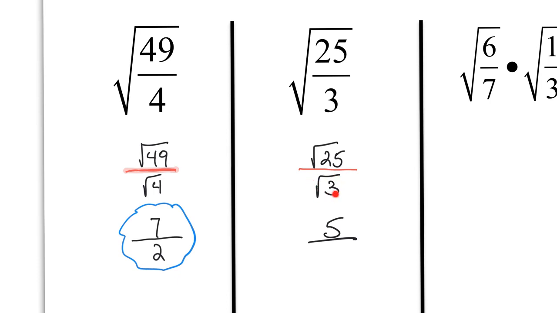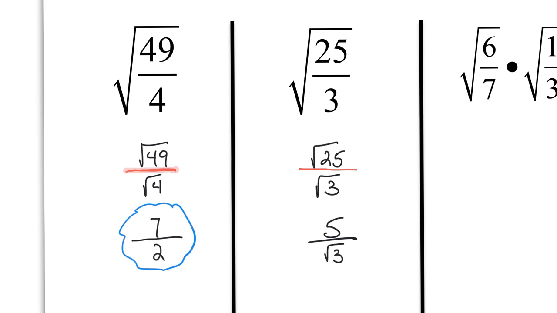Now, 3 is not a perfect square number. 3 is a prime number. So what that means is you cannot break down the 3. You cannot find two numbers that multiply to 3 other than 1 and itself. So 1 times 3 is 3. But something else? No, you cannot. So that radical, that square root, stays the same.